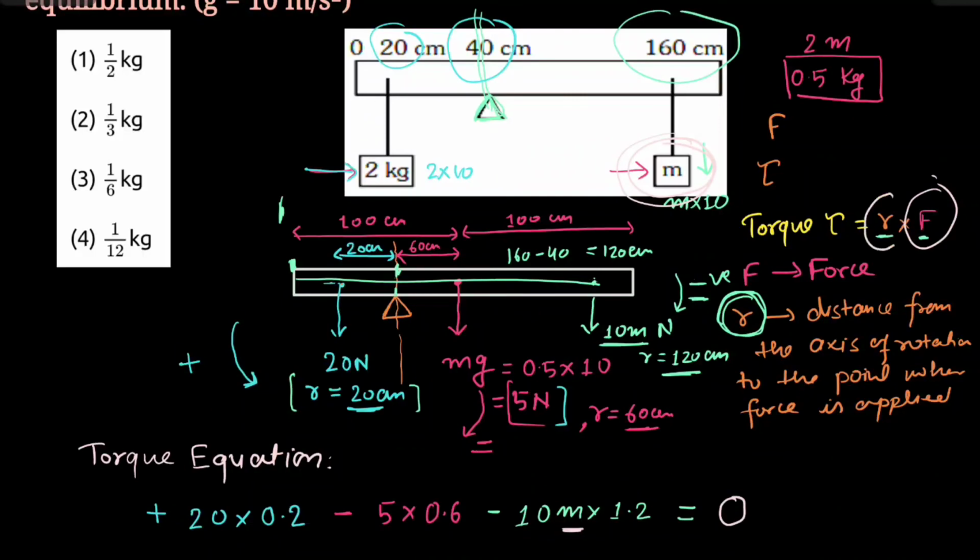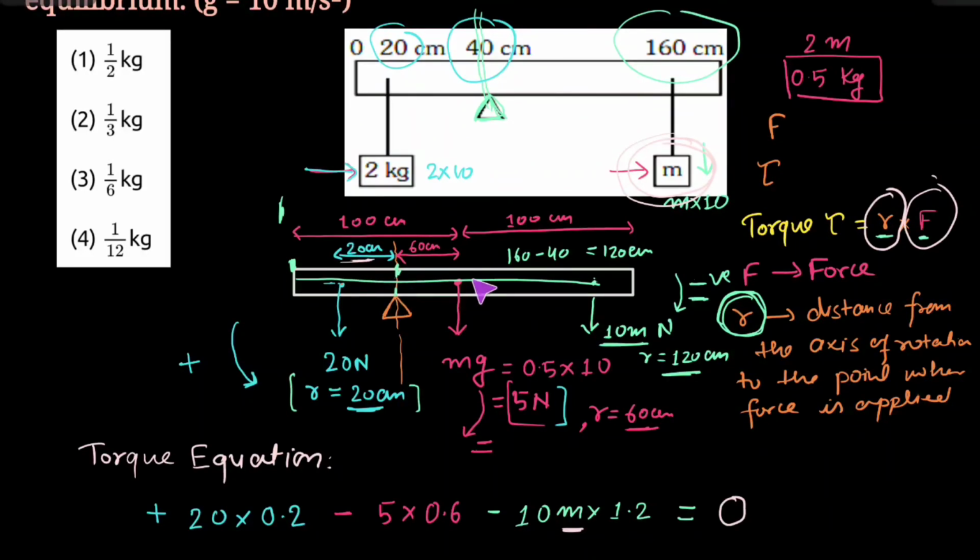The second task is to find out the value of R. The value of R is the distance from the axis of rotation to the point where the forces are acting. So this is the axis of rotation, which is at 40 centimeter from this 0 point. This is our wedge, and this would also act as an axis of rotation. From this point, we have to find out the value of R for all the forces which are acting. So the first force is of 20 Newton. Its value would be 40 minus 20 equals 20 centimeter.